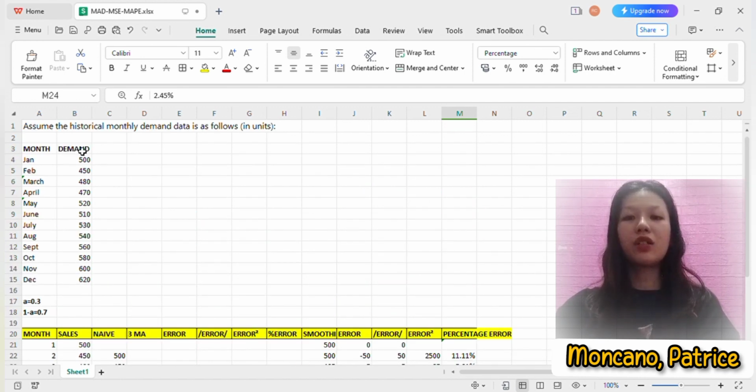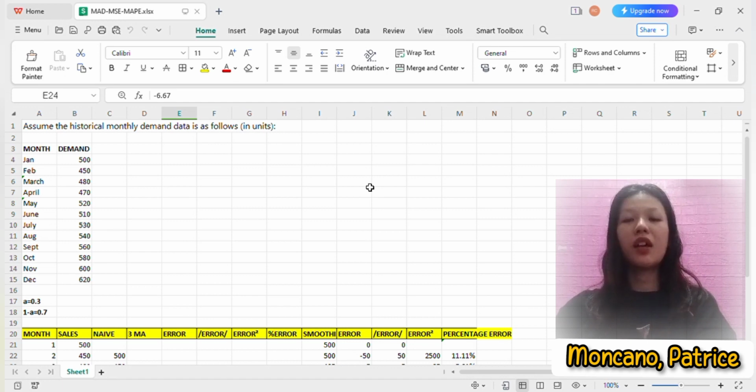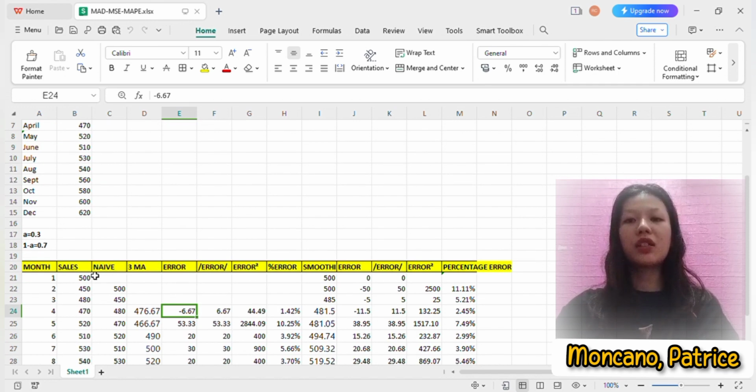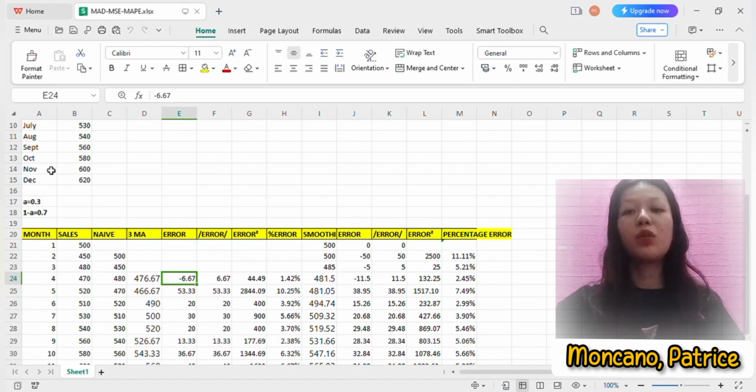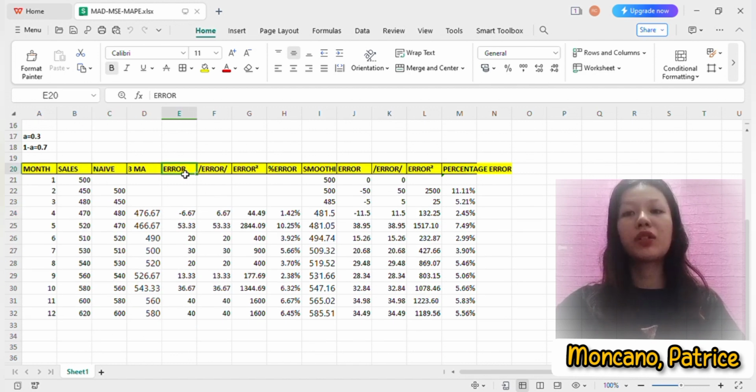Let's reflect on the lessons learned about forecasting and operations management. Through this exercise, several key lessons emerge. Importance of choosing the right method: different forecasting methods have varying levels of accuracy and applicability depending on the context and nature of the data. It's crucial to select a method that aligns well with the specific characteristics of the demand data. Impact of parameter selection: in methods like exponential smoothing, the choice of the smoothing constant alpha significantly affects the forecast accuracy. A balance needs to be struck between responsiveness to recent changes and stability.